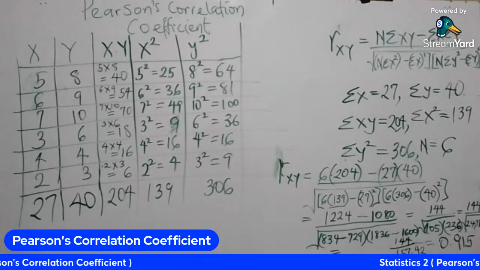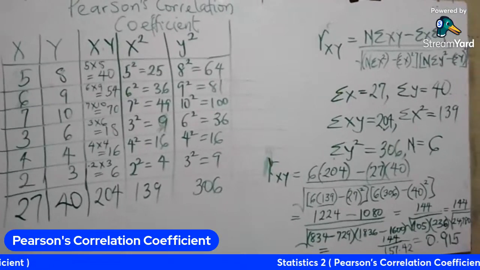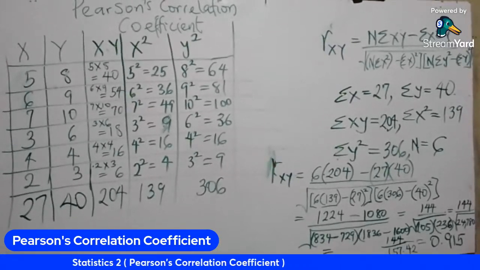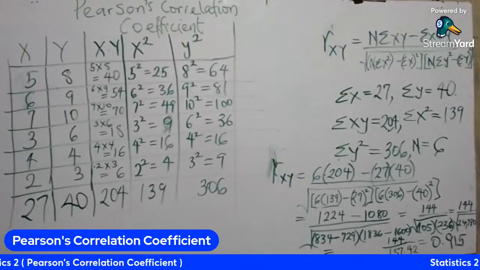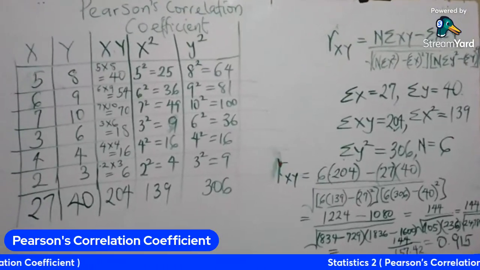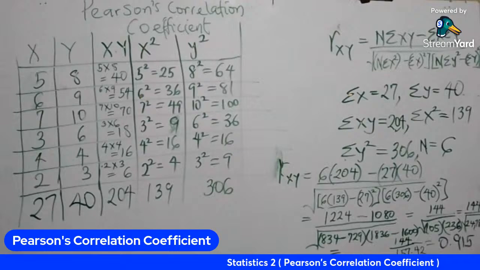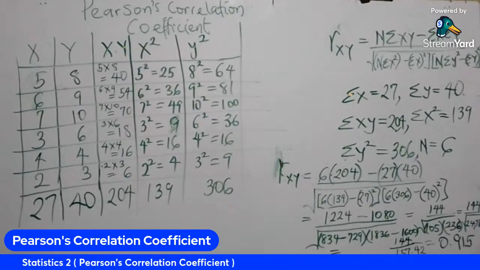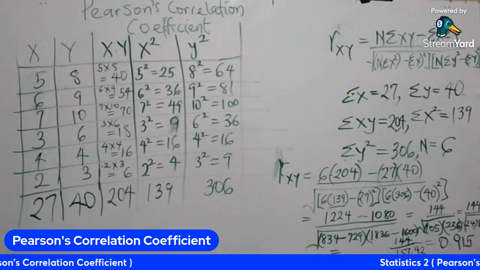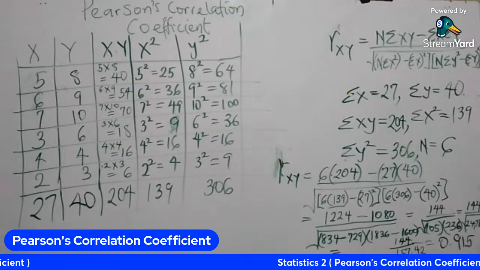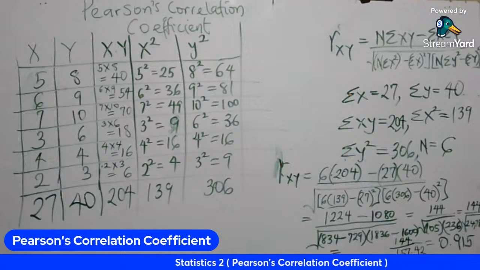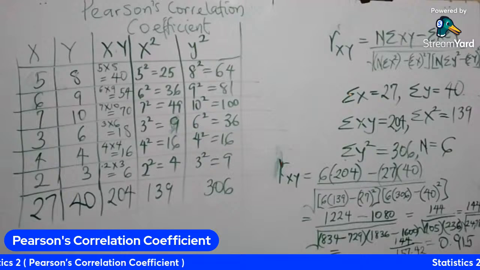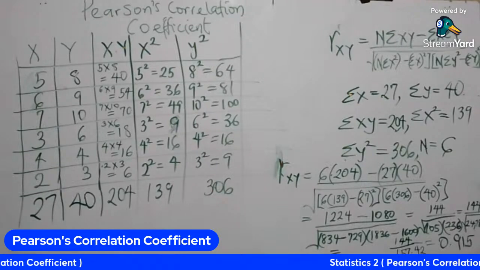So the process is not that difficult. It's just for you to find the square root of 24,780, and that will give you 157.42. Then you just say 144 to be divided by 157.42, and that will give you 0.915. So with that, you have used your Pearson correlation coefficient to find the value that we need in that place.